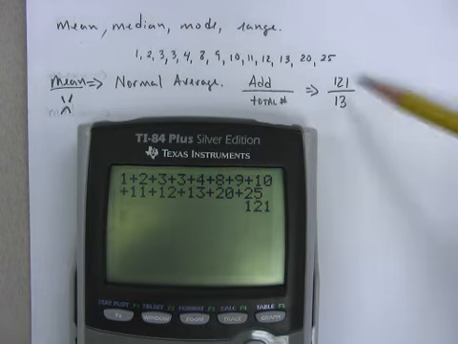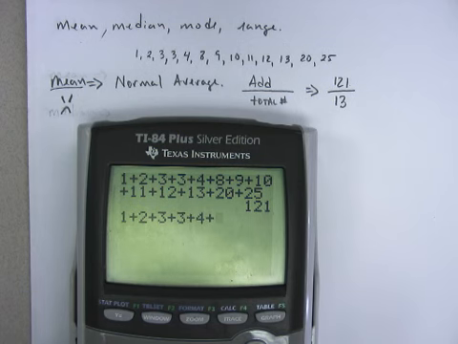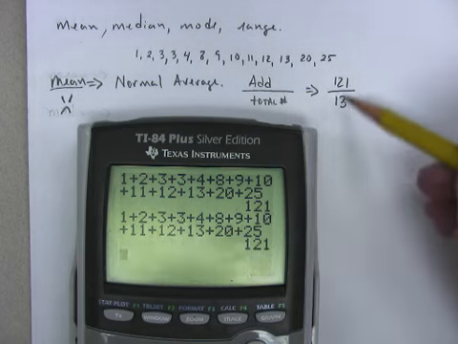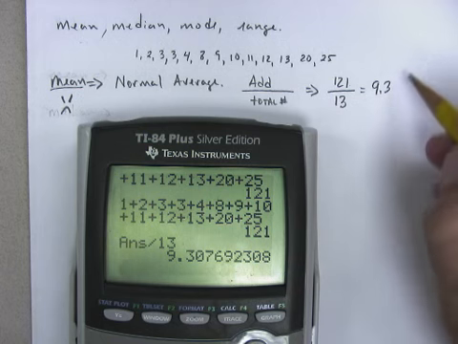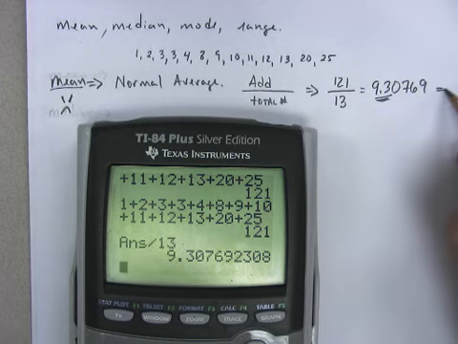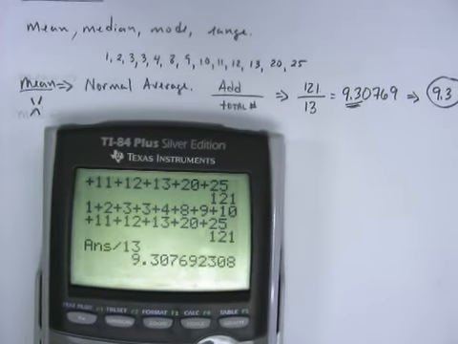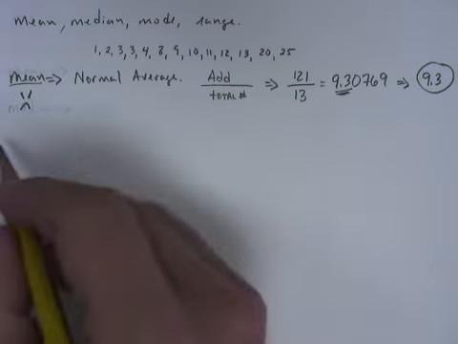Before I actually do this, I'm just going to double check these numbers. So I'm going to verify the 121. So 1 plus 2 plus 3 plus 3 plus 4, 8, 9, 10, 11, 12, 13, 20, and 25. All right, so it's 121. So I'm going to go ahead and divide these two numbers, and I get 9.3. Really, all we need to do is round to the tenth. So we'll go ahead and say 9.3 as our answer. And that's the average. 9.3 is the average.